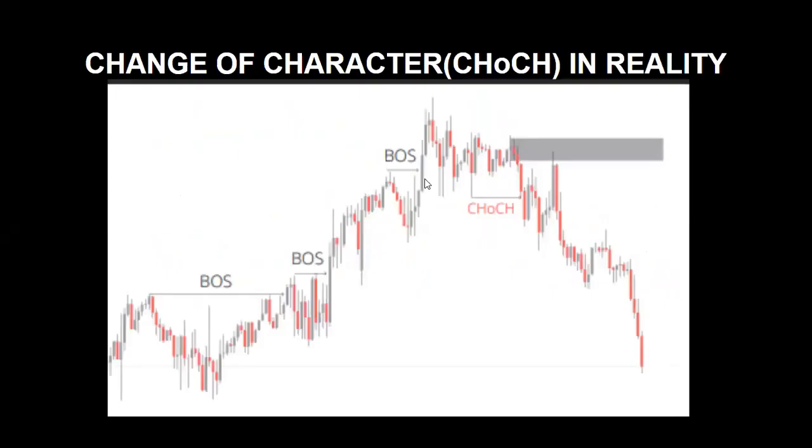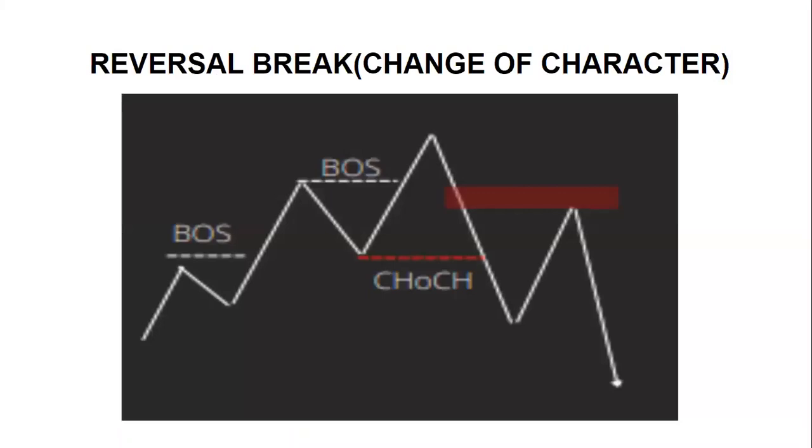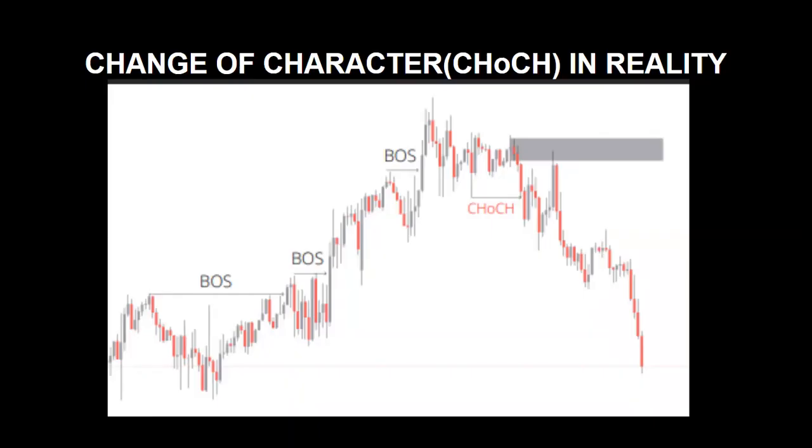All right. So this is change of character in reality, which is similar to this one. So this is exactly how it looks in the market. You can see that we have an uptrend going up, moving up. We have the price breaking this previous high, so we are making a break of structure here. We have another break of structure here. And what happened here? Price failed to break this structure.